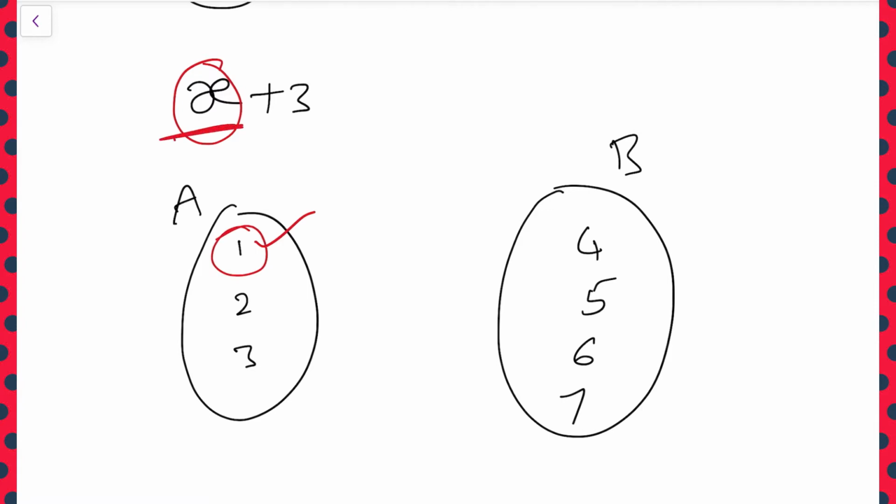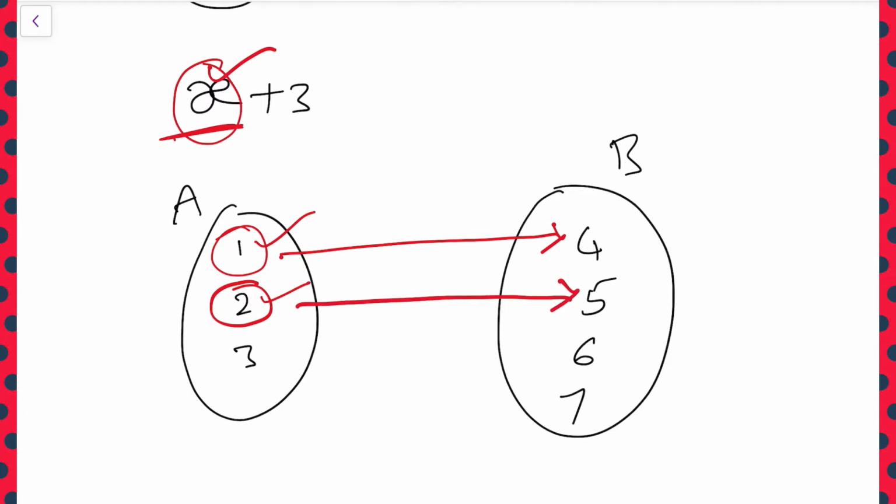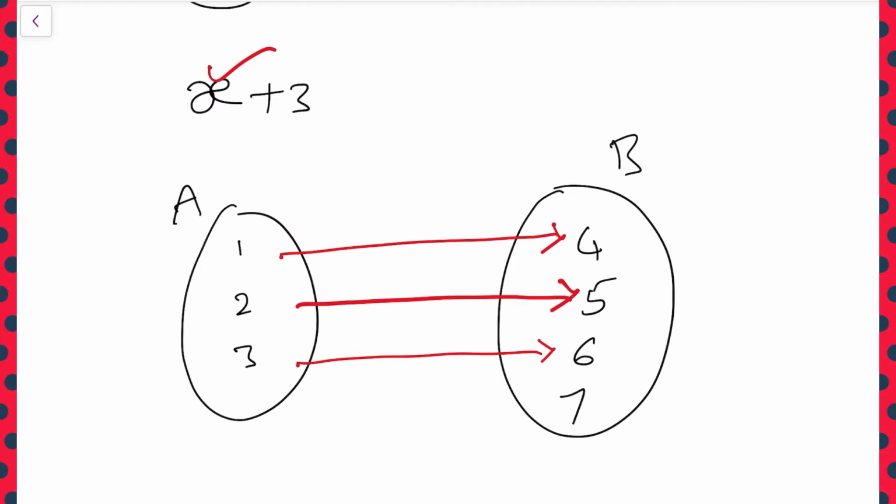1 plus 3, it is 4. Next, second element is 2. This 2 also I am going to substitute in the place of x. 2 plus 3, it will become 5. Then third element is 3. This also I am going to substitute in the place of x. 3 plus 3, it will become 6. Now, if we observe this clearly, when we substituted the number 1, we got the answer 4. When we substituted number 2, we got the answer 5. When we substituted number 3, we got the answer 6.